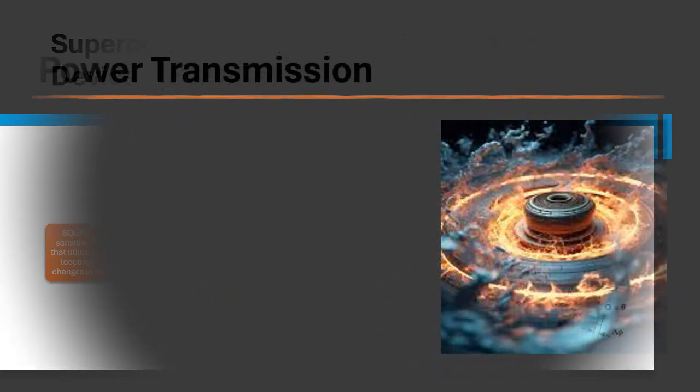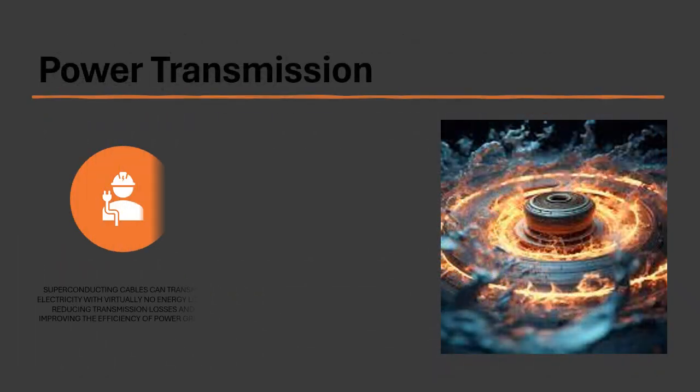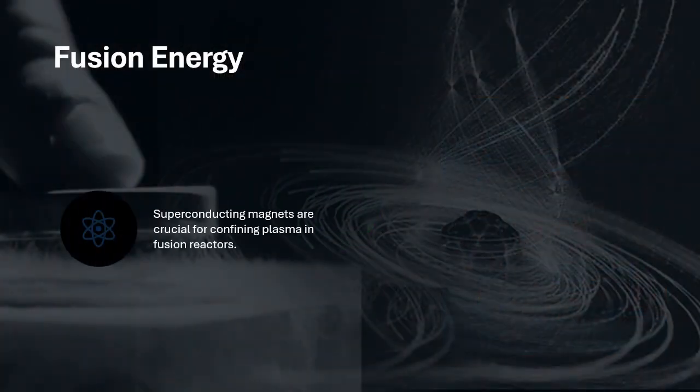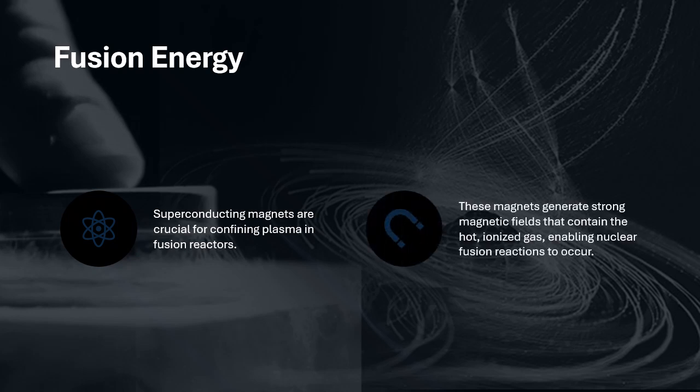Power transmission. Superconducting cables can transmit electricity with virtually no energy loss, reducing transmission losses and improving the efficiency of power grids. This could lead to significant energy savings and reduced carbon emissions. Fusion energy. Superconducting magnets are crucial for confining plasma in fusion reactors. These magnets generate strong magnetic fields that contain the hot, ionized gas, enabling nuclear fusion reactions to occur.